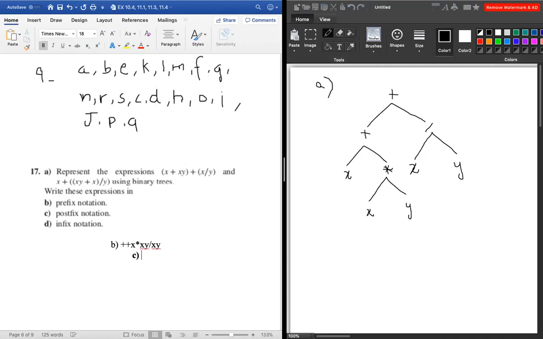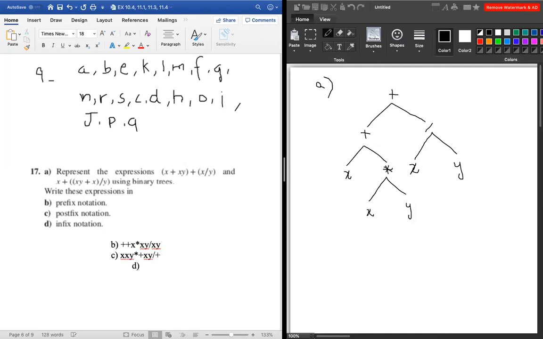Likewise, we will create the postfix notation, which will be x, y, multiply, plus, x, y, divided, plus. Okay, so it's going to be x, y multiply. So x, y multiply plus x, y divide plus.